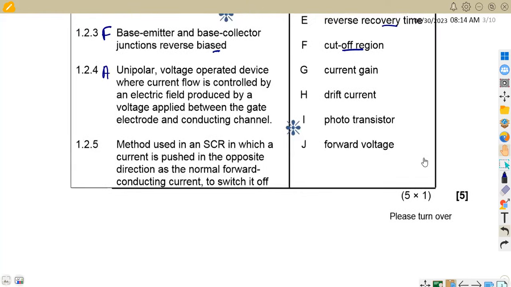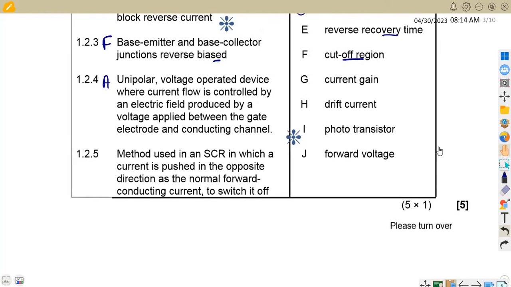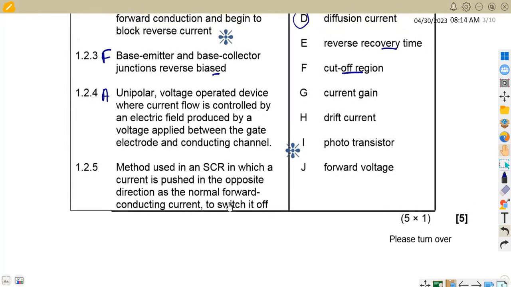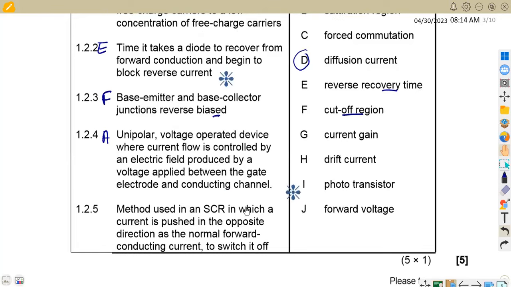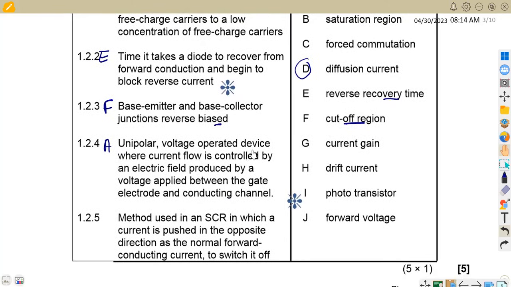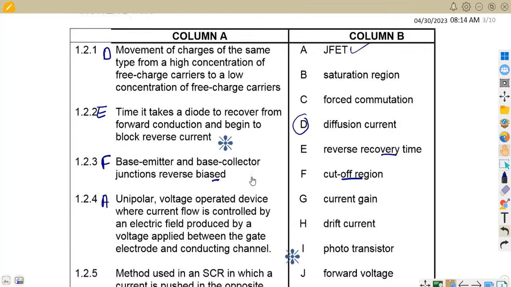Method used in an SCR in which a current is pushed in the opposite direction to the normal forward conducting current to switch it off. This is the forced commutation, which is C.